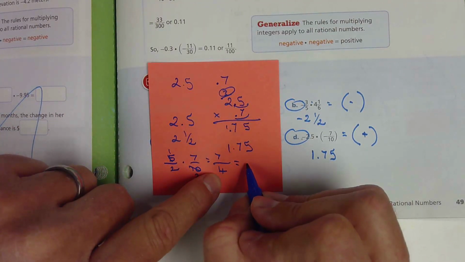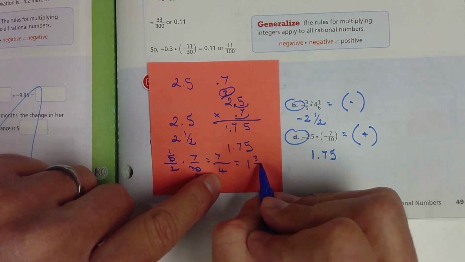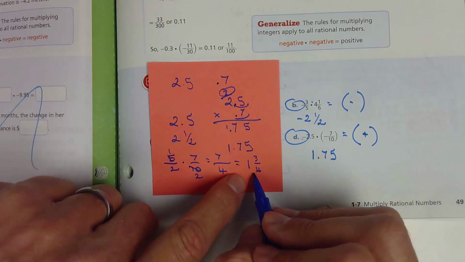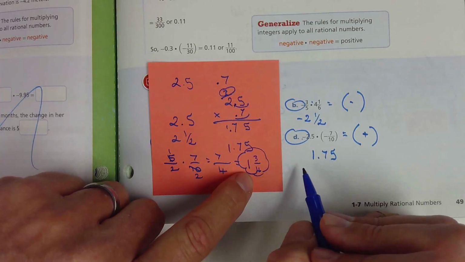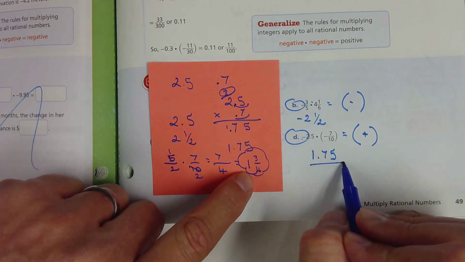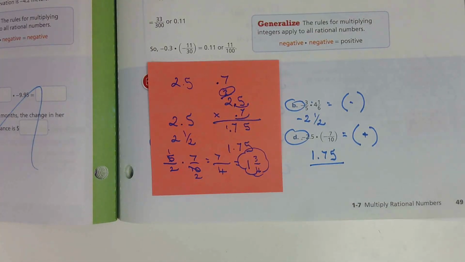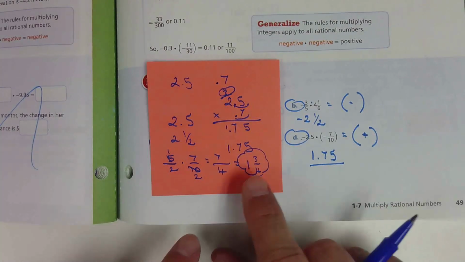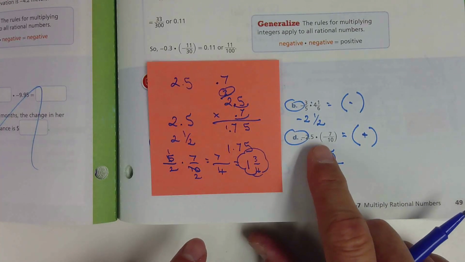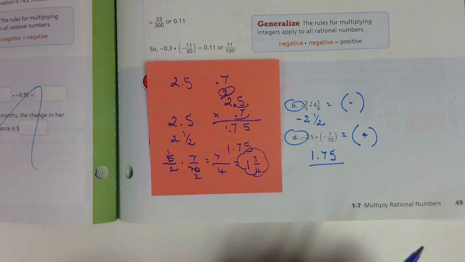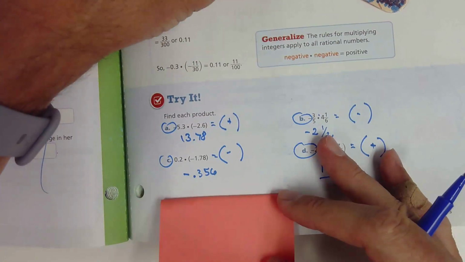4 goes into 7 how many times? Once, with 3 left over. And so there we have 1 3/4, which is the same as 1.75. So it doesn't matter if you convert them both into decimals or both into fractions. All right.